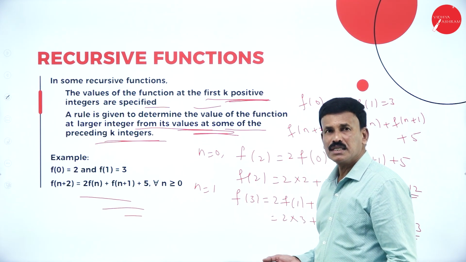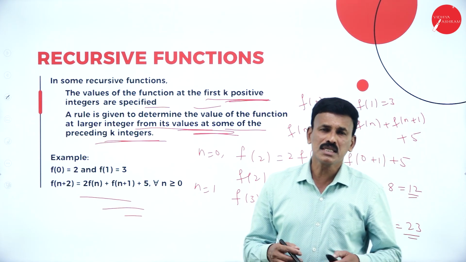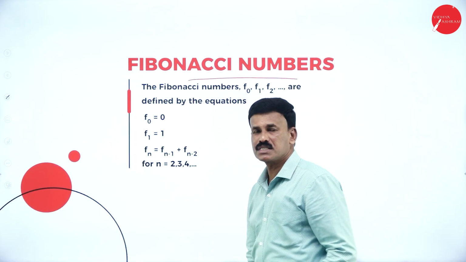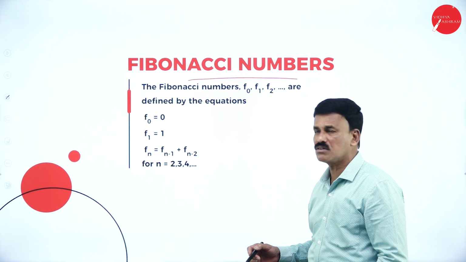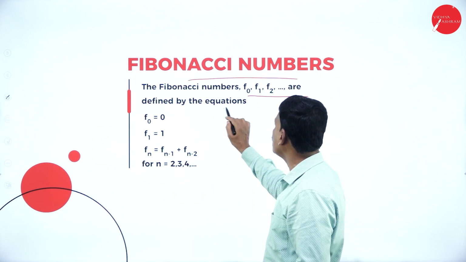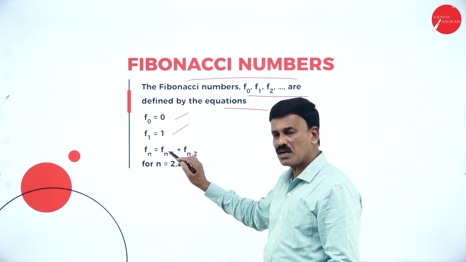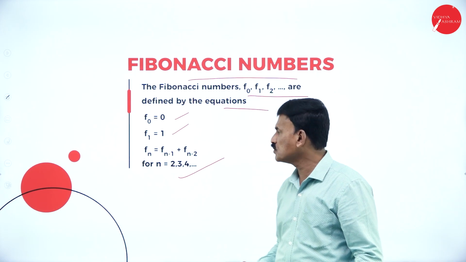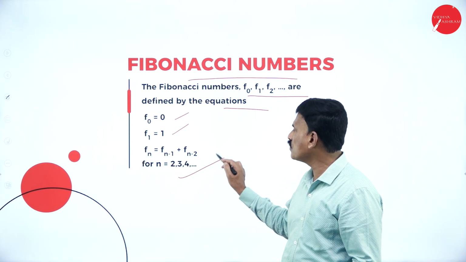Now let us come to the next concept. Using this concept, we are going to explain a very important concept that is called the Fibonacci series, or Fibonacci numbers. We can also find the terms in the Fibonacci sequence. So let us consider the Fibonacci numbers f0, f1, f2, etc. They are defined by the equation f0 is equal to 0, f of 1 is equal to 1. Therefore f of n is equal to f of n minus 1 plus f of n minus 2 for all n equal to 2, 3, 4, etc.